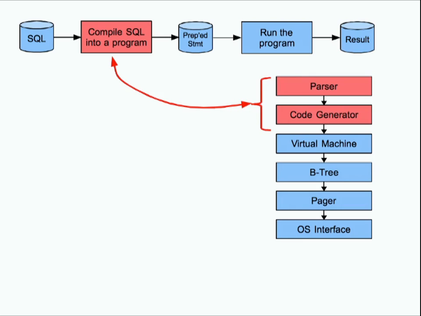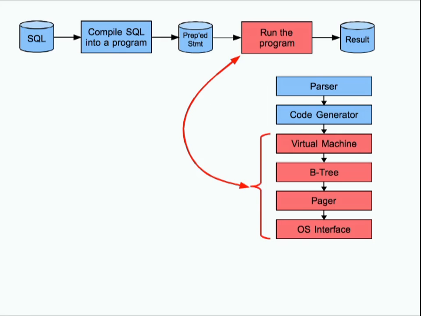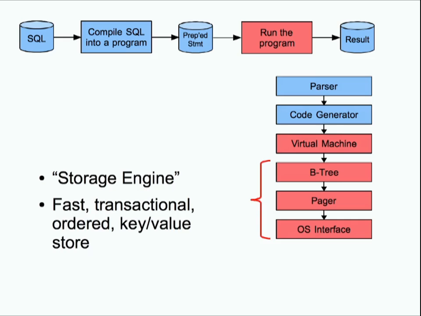The first two layers, the parser and the code generator, that's the compiler. And this is just standard kind of dragon book compiler theory. Well, kind of, except that we're dealing with a declarative language rather than a procedural language. And then the output of that is the prepared statement, and then to run the program, you've got a virtual machine, and the virtual machine talks to your storage engine. So these bottom three are your storage engine. Now in SQLite, the storage engine is a simple B-tree.